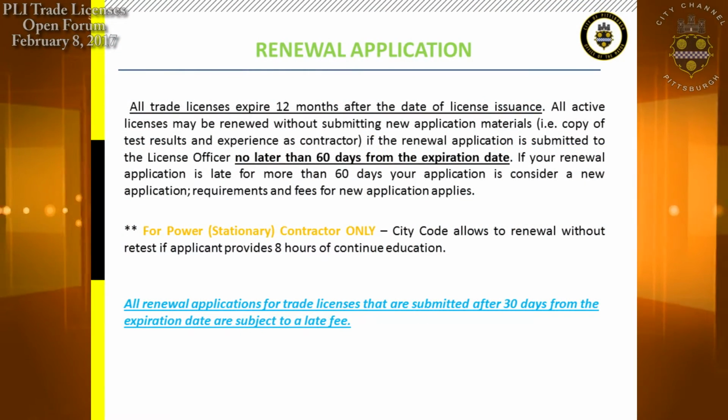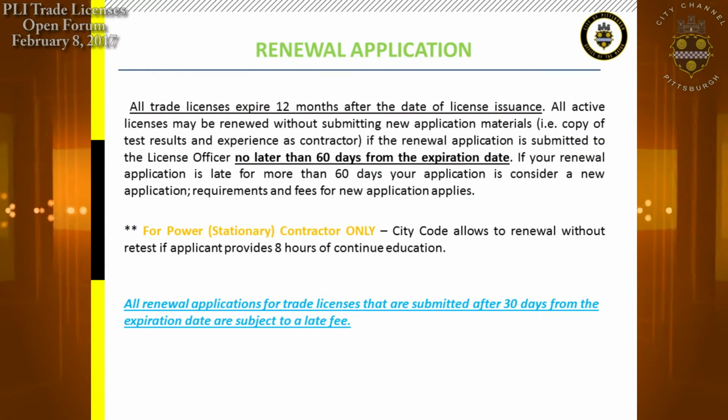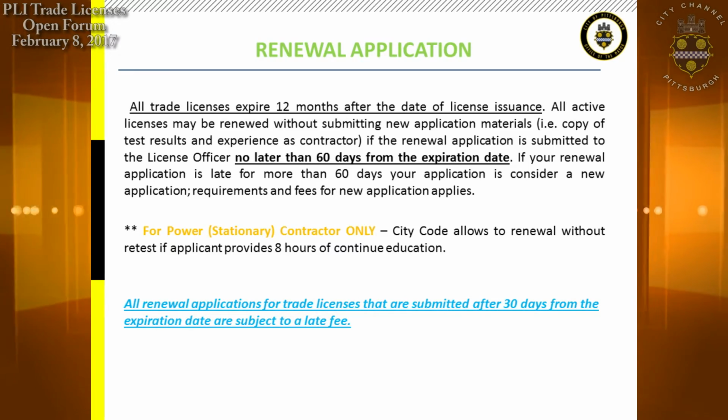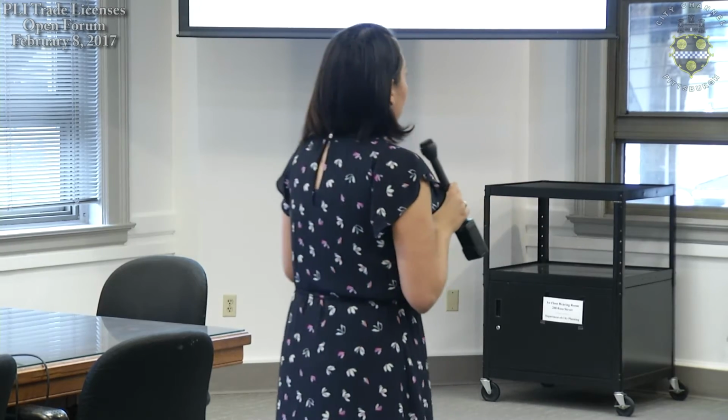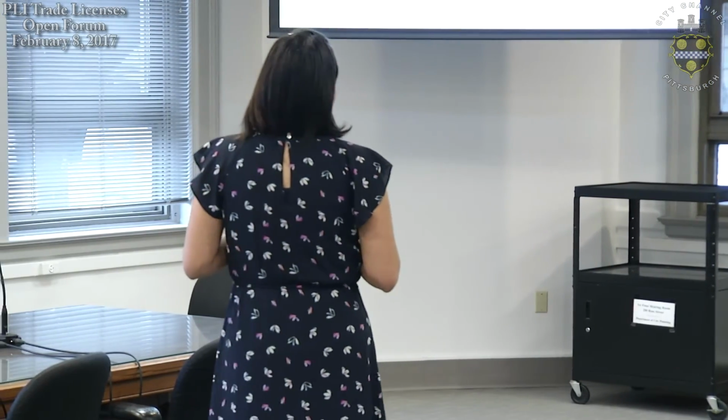So for us in the department, all trade licenses expire 12 months from the time of issuance. Last June 2016, the ordinance changed to 365 days. So if you get a license in June, it expires in June. In the past, there was a specific expiration date where everybody expired April 30th. So if you got a license in December, you still expired on April 30th. So council worked on the ordinance to make sure that everybody gets 12 months' worth of their license. So now they all expire 12 months, or 365 days, from issuance.